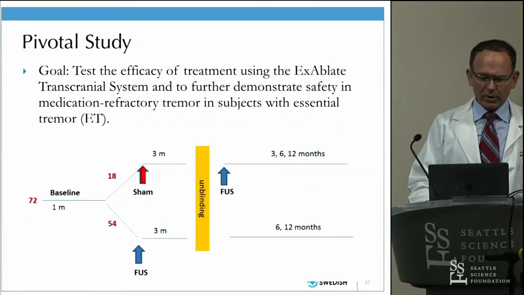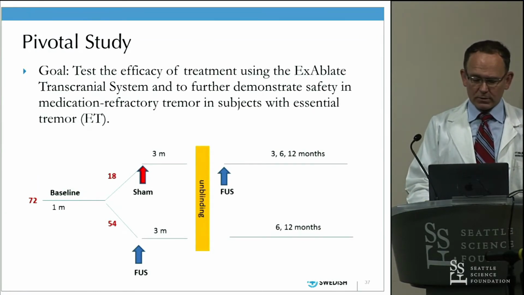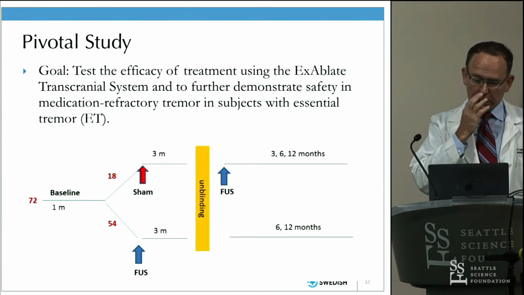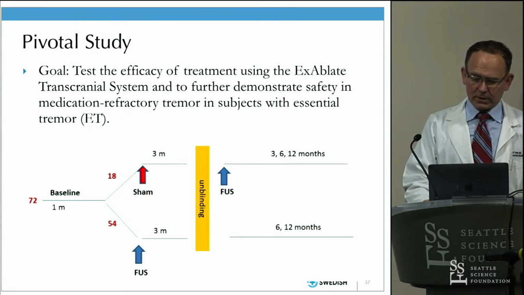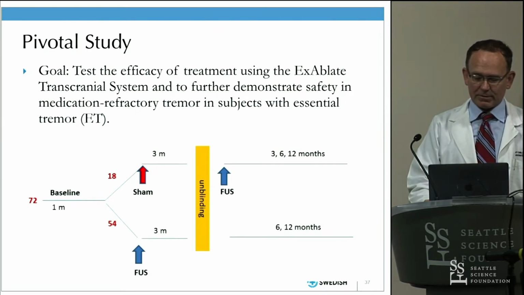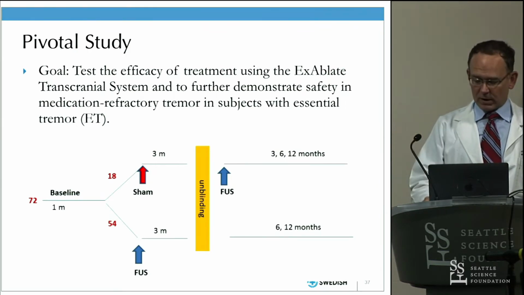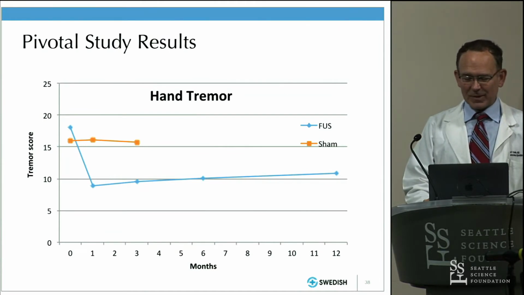So we then went on to a pivotal study based on that pilot study. There were 72 patients enrolled. This was a sham-controlled study, 1-to-3 compared to the treatment arm, and then looked at 3 months, 6 months, and 12 months. Patients who got the sham procedure could cross over and have the real procedure 3 months afterwards, but they ended up having to go through it twice, which was not very pleasant because they had to have their head shaved each time. And it's about a 3 to 4 hour procedure in the MRI scanner, not easy to go through.